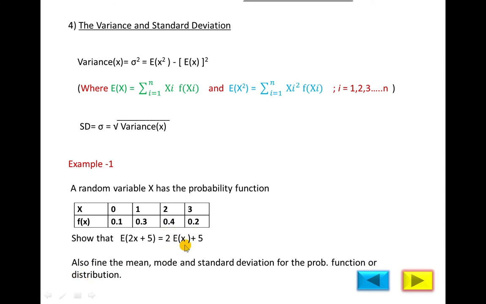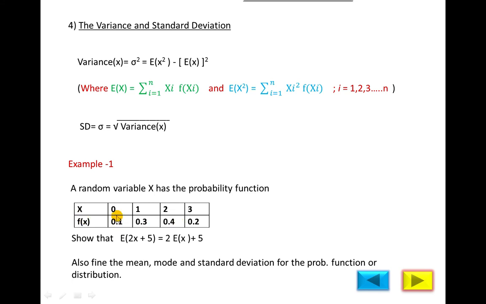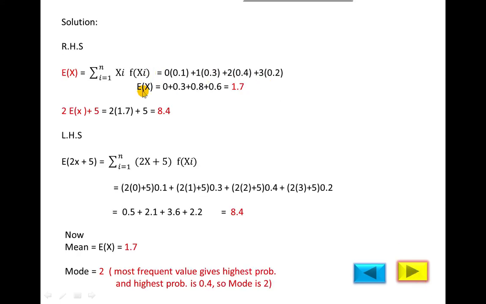So first we will calculate E(x). We will take the right hand side, then the left hand side. For the right hand side, first we will calculate E(x). The formula of E(x): first value of x is 0 into probability 0.1, plus second value 1 multiplied by corresponding probability, third value 2 multiplied by probability, fourth value 3 multiplied by probability. This is the given data: 0 multiplied by this, 1 multiplied by this, 2 multiplied by this, 3 multiplied by this. Simplify this, you will obtain E(x) equal to 1.7.